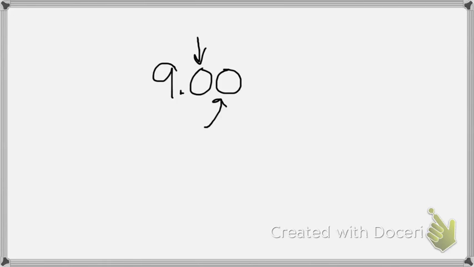Zeros that act as spacers for the decimal, those are not significant. So for instance, if we look at 900, we know it's 900 and not 90 and not 9 because the zeros tell us how far away that decimal point is. So those do not count as significant. So what 90, 900, and 9 all have in common is they all have 1 significant digit. So these are all 1.